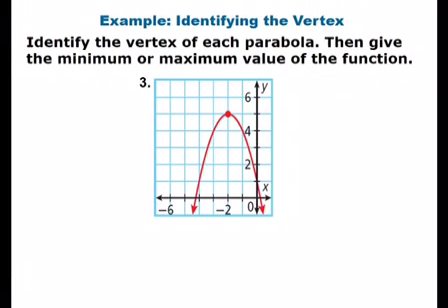In example 3, we're doing the same thing. We're going to look at finding the vertex. In this case, we have a vertex right here. So our vertex is at the point -2, 5. And it's at the top, so we have a maximum. And our maximum is at 5 for y. So our maximum would be at the value for y equals 5. And so our vertex is -2, 5, and we have a maximum.